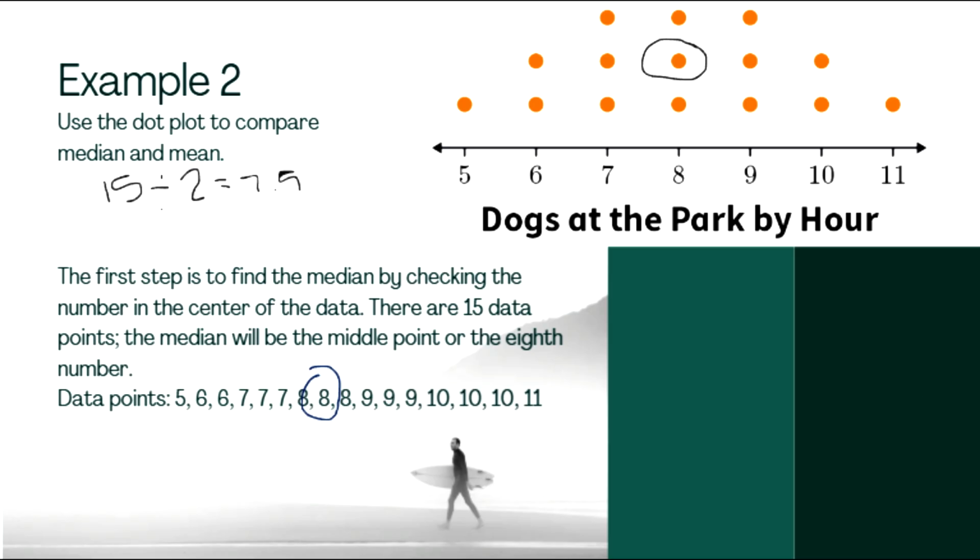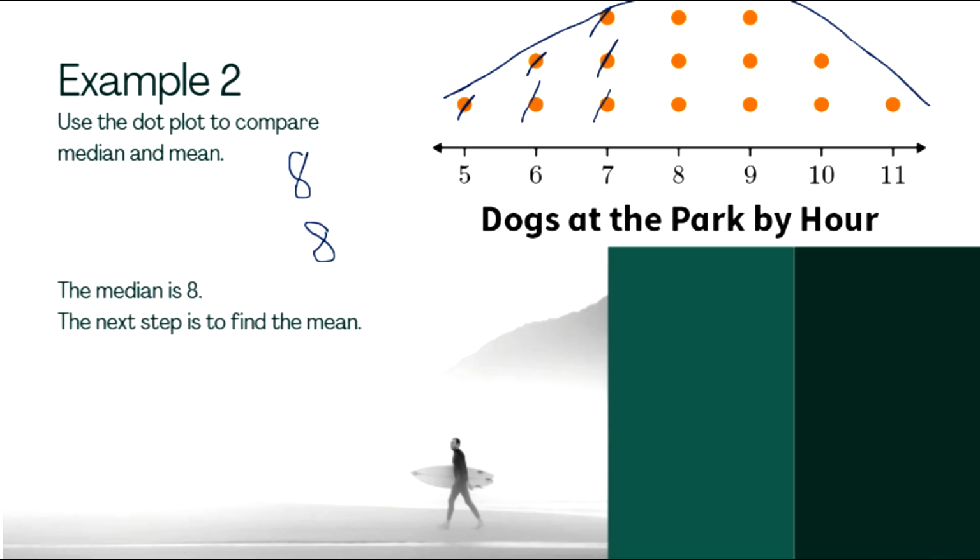Our median is 8. So now to find the mean, we need to add all of these values together. So it's 5 plus 6 plus 6 plus 7 plus 7 plus 7 plus 8 plus 8 plus 8 plus 9 plus 9 plus 9 plus 10 plus 10 plus 11 divided by however many dots there are. 1, 2, 3, 4, 5, 6, 7, 8, 9, 10, 11, 12, 13, 14, 15. 15. Okay? And when you divide those, you find out that the mean is also 8.